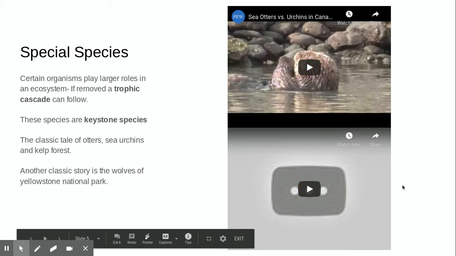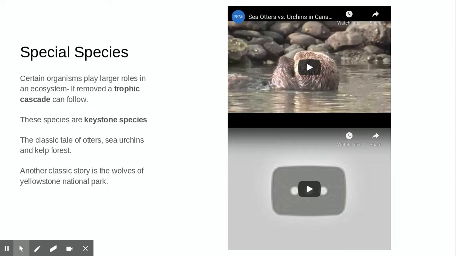sorry, dog's going crazy. A keystone is going to be if you were building, let's say, a doorway and you were stacking stones and then you had to do the curve up top, the keystone is that last stone that you would put in to allow the pressure to be evenly within the door. If you remove that one keystone, everything will crash down. That in nature is called the trophic cascade.